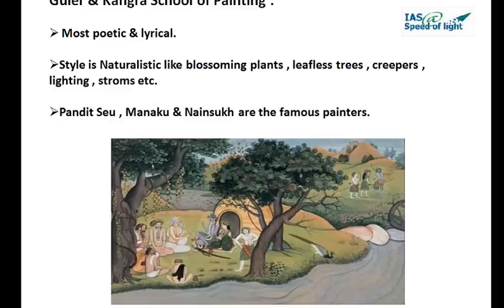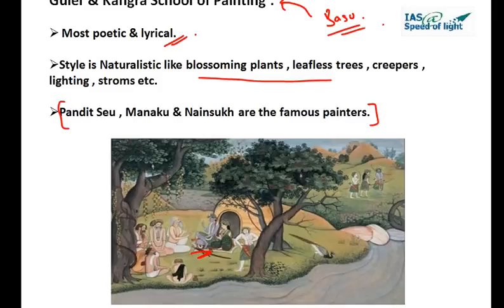Then comes the Guler and Kangra school of painting, which evolved from the Basholi school. These were most poetic and lyrical, and stylistically naturalistic. Like you can see in this picture: blossoming plants, leafless trees, different types of creepers, lightning, storms, etc. This is a typical painting where the style is very naturalistic, depicting nature very well. Pandit Seu, Manaku and Nainsukh are the famous painters, very important names to remember. They were from the Pahari school of painting, Guler and Kangra.